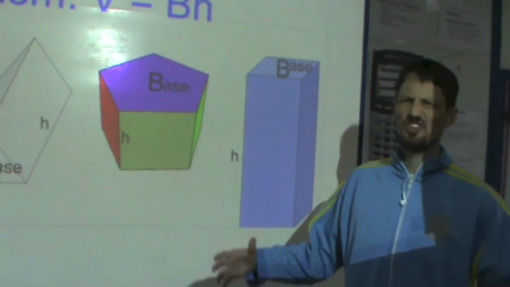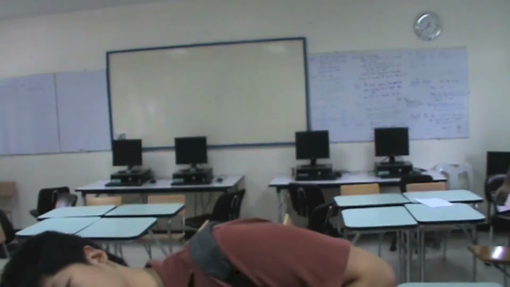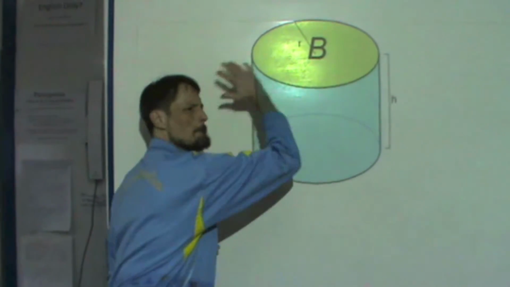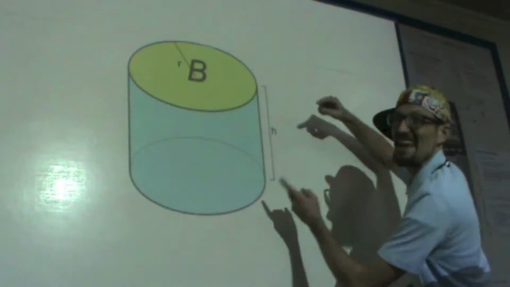The volume of a prism, it's all about the base, times altitude. The volume of the cylinder, all about the base, times altitude.